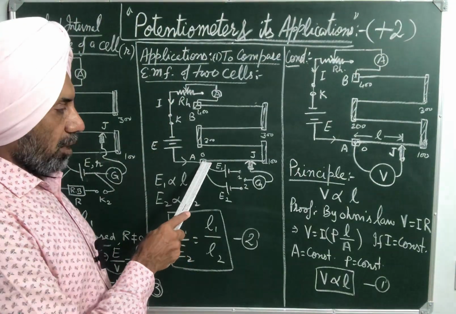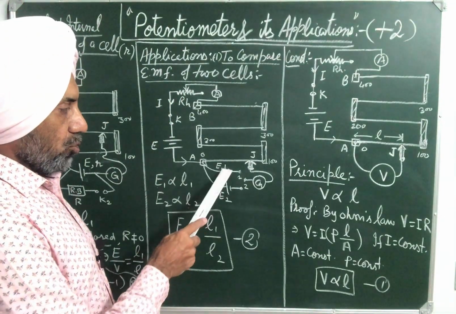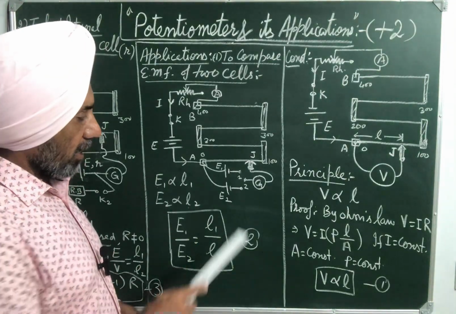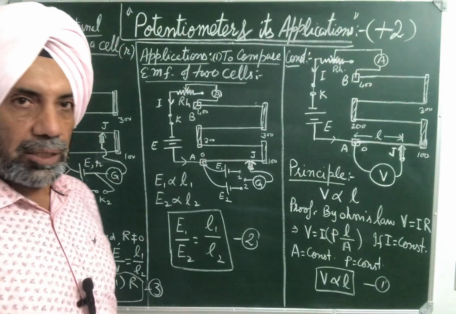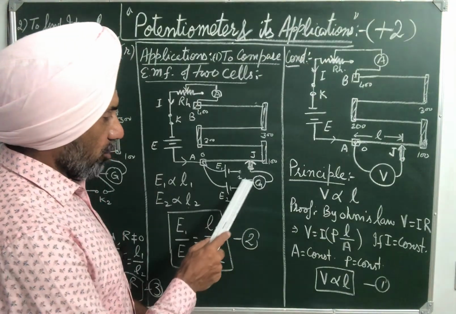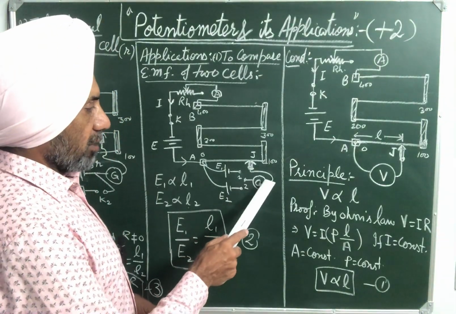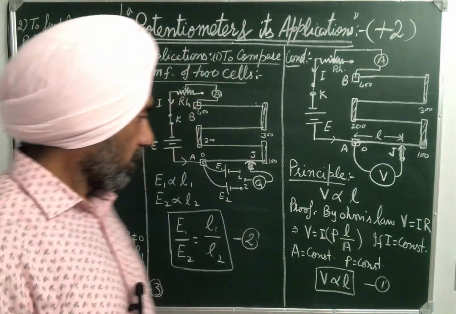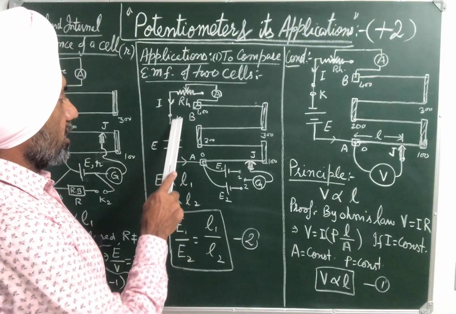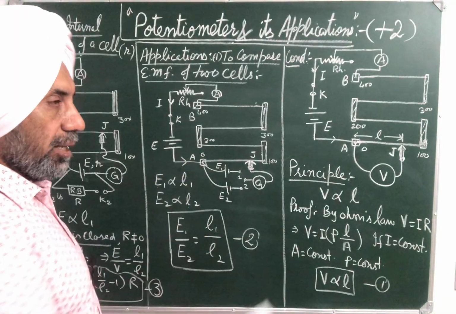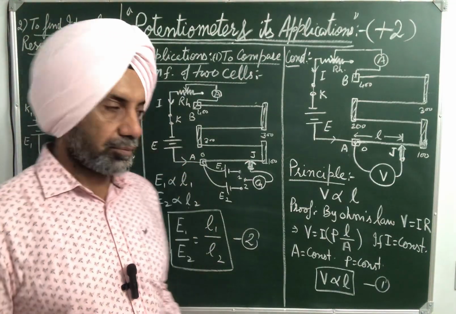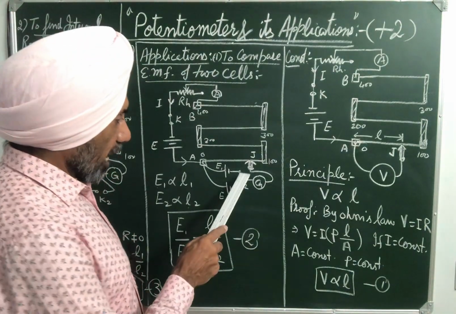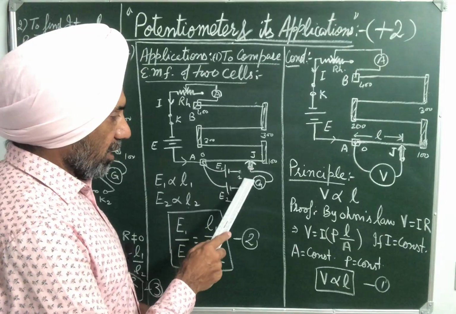At end A, connect the two cells whose EMFs are to be compared. Their positive ends are connected at end A, negative ends are connected to the two outer terminals of a two-way key, and central point is connected to the galvanometer and then connected to the jockey J. So first of all, insert key K so that constant current starts flowing in the potentiometer. Then insert key in the gap number 1 so that cell E1 comes into the circuit.